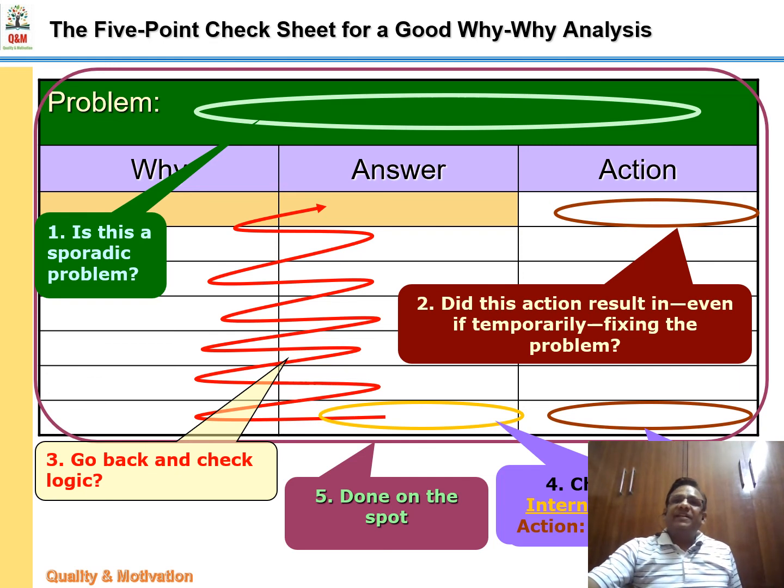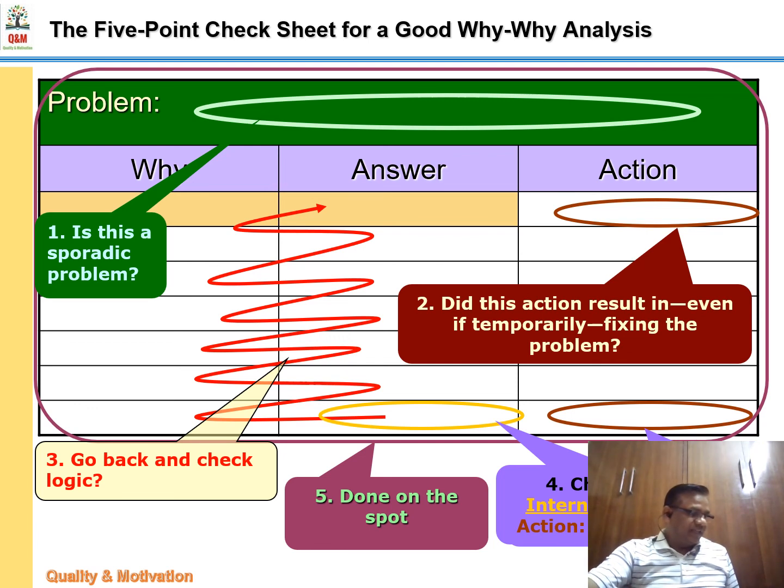Let us understand the fifth key point in more detail. Why analysis must be done on the spot. Accurate analysis can be done when the evidence or defective part is available with the cross-functional team who were engaged in the problem analysis. Here we should follow the 4G principle.